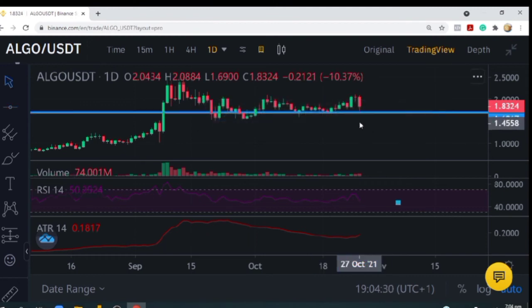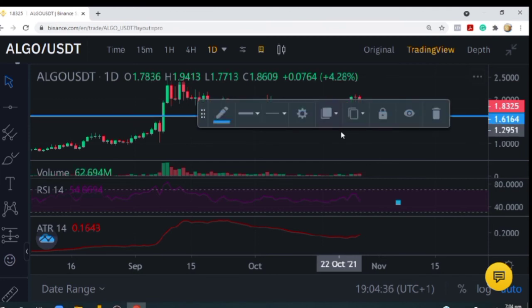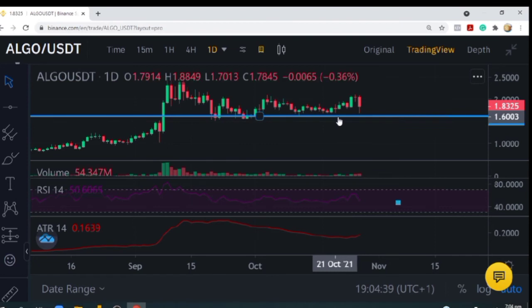Okay, so we identify that point as our support. Let's say we're using this particular point as our support, and we are hoping that the price will not break the support. Rather, it will either get to it and go back upwards, or it will not even get to it and it will go back upwards.